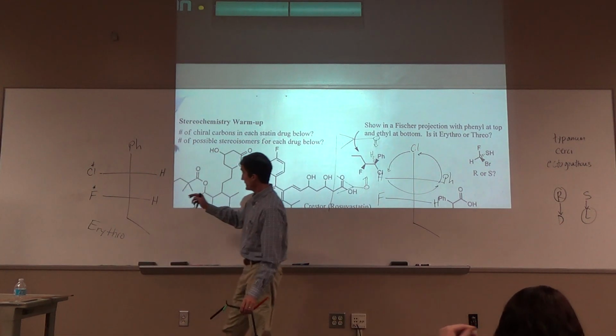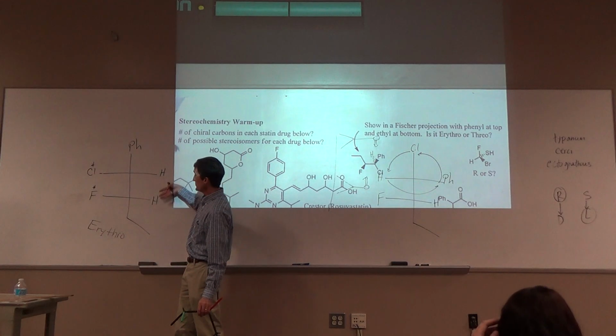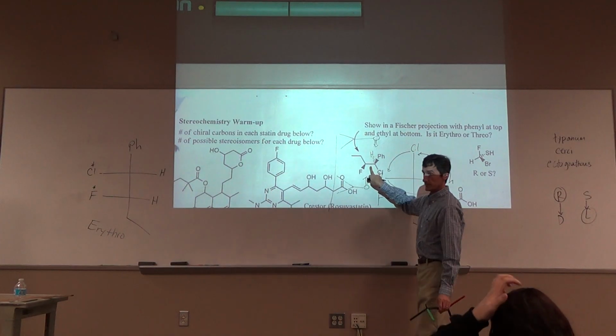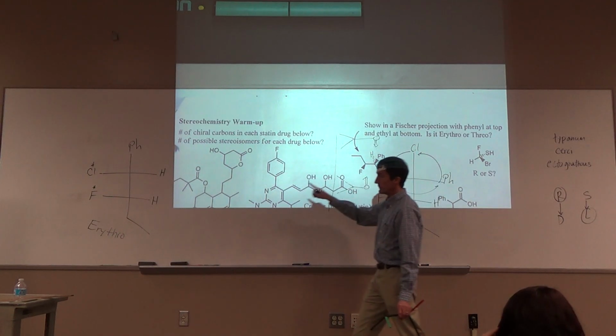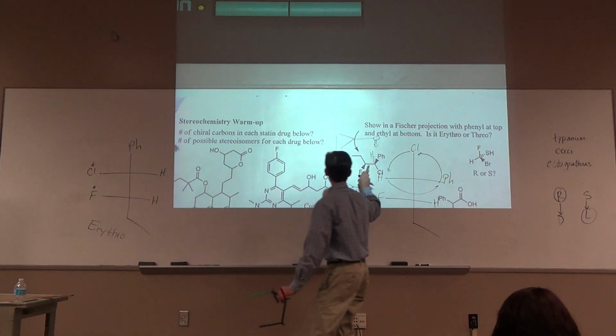Right. If the final answer had chlorine here and fluorine here, it would still be erythro, but you would have the enantiomer. It would not be that. You would have drawn the mirror image, and it would be wrong. The mirror image of erythro is erythro. You would have drawn the enantiomer.